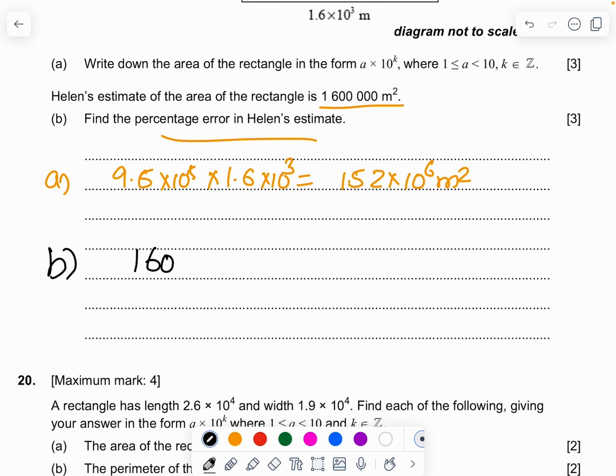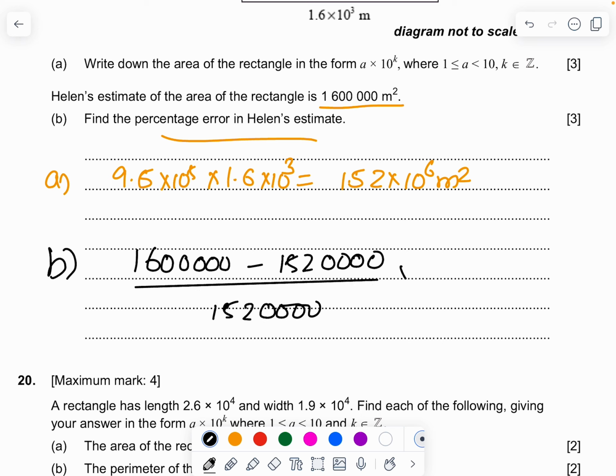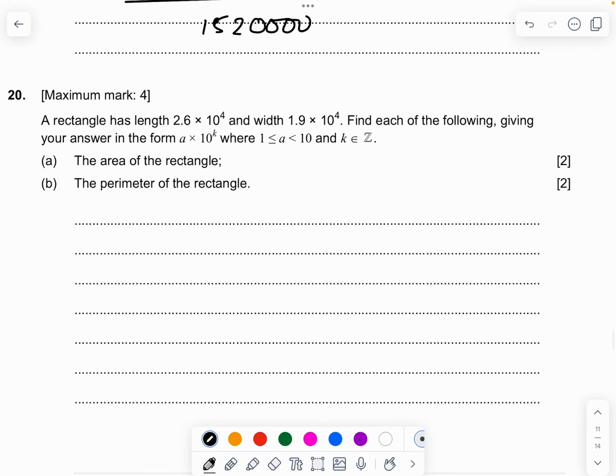So 1,600,000 minus 152,000,000 divided by the original value. Again, always try to divide with the original value, times 100, which is going to be 5.26%. Question number 20.